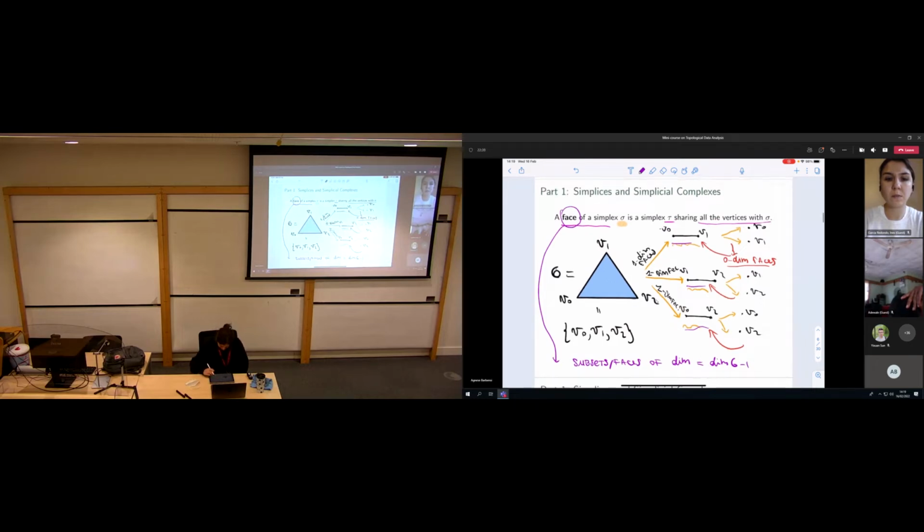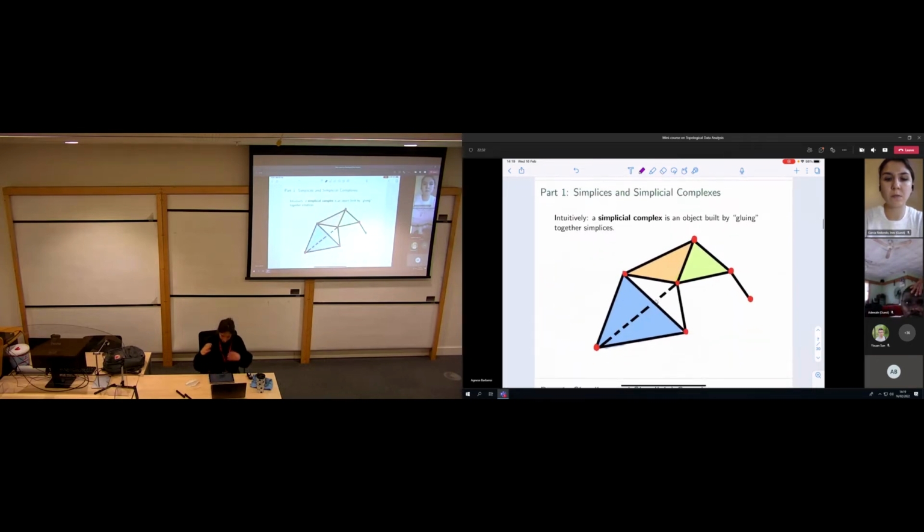All right. We are now finally ready to define the concept of a simplicial complex. Intuitively, a simplicial complex is just an object built by gluing together simplices. Okay, so said the other way around, simplices of different dimensions are going to be the building blocks for our spaces, and our spaces are going to be simplicial complexes made up of simplices.